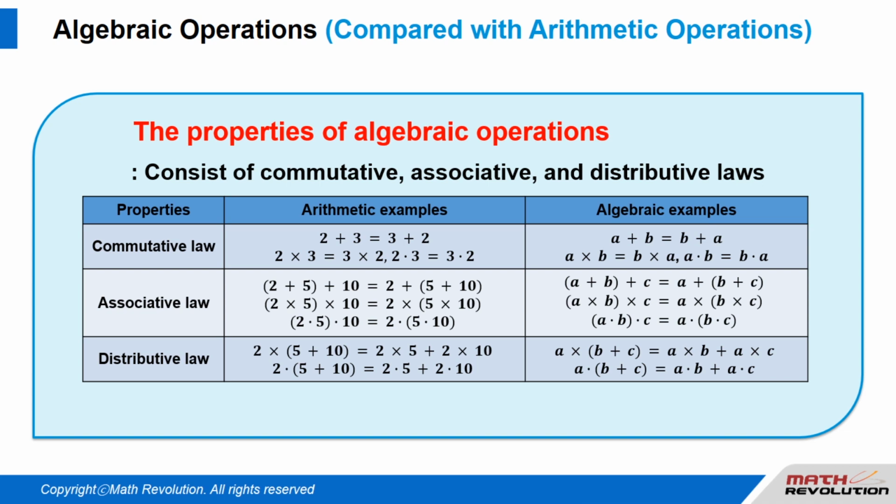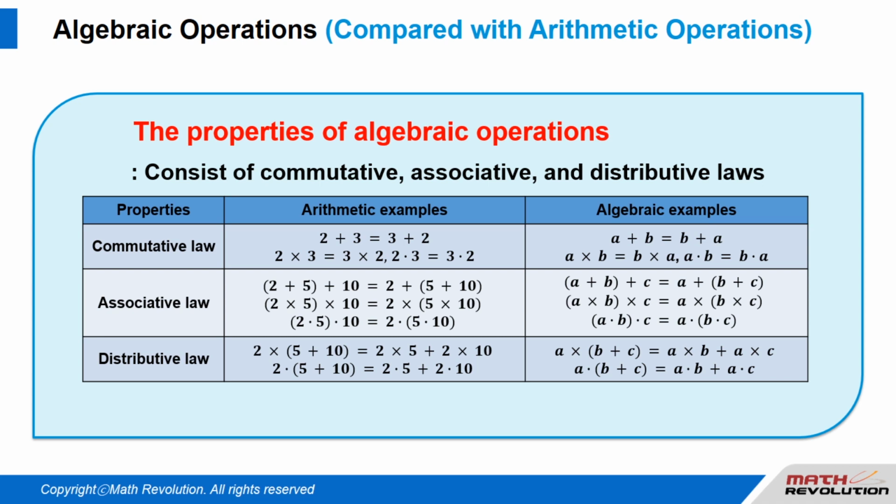Property is commutative law. Arithmetic example of commutative law is 2 plus 3 equals 3 plus 2, and 2 times 3 equals 3 times 2. Algebraic example of commutative law is a plus b equals b plus a, and a times b equals b times a.